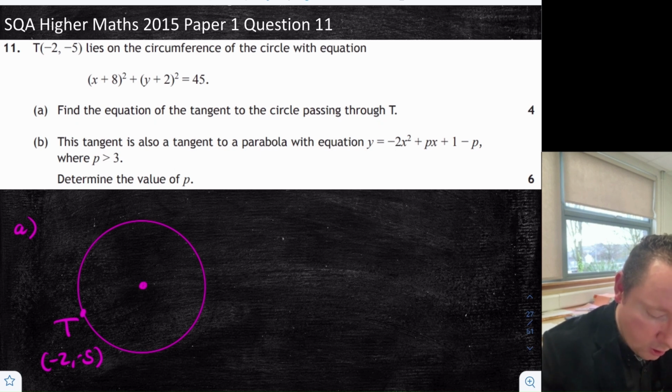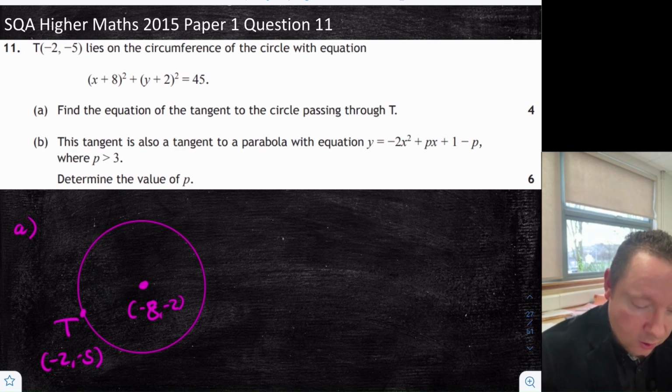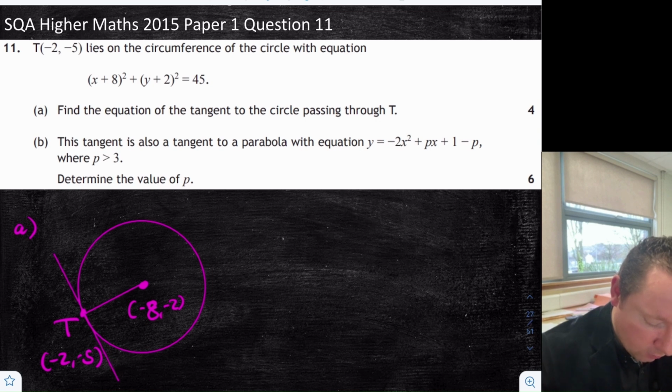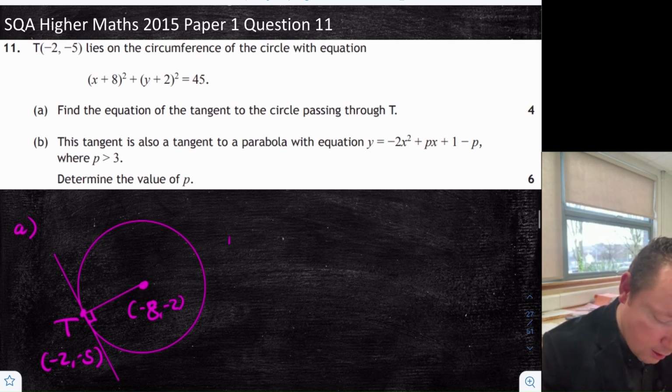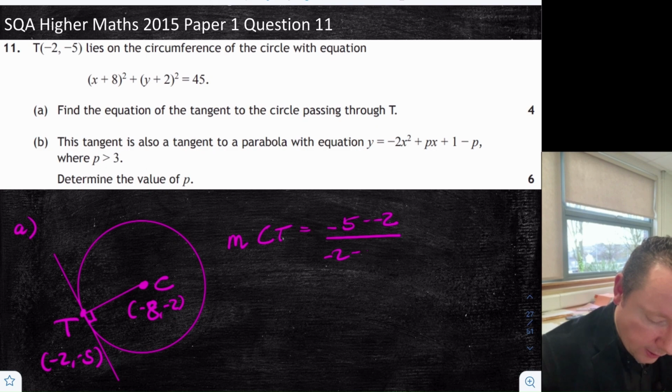Then we've got our centre of our circle where we can work out our centre. It's minus 8, minus 2. And we have to find the equation of a tangent passing through T. So a tangent makes a radius at right angles. From National 5. So if we work out the gradient between the centre and T, then m1 times m2 equals minus 1. So the gradient, I'll just call this the centre, C, between C and T, equals minus 5 minus minus 2 over minus 2 minus minus 8.